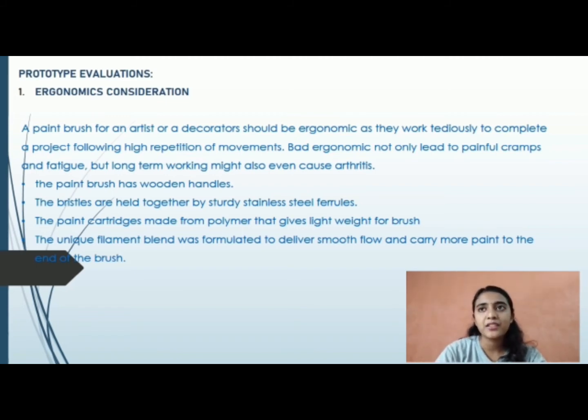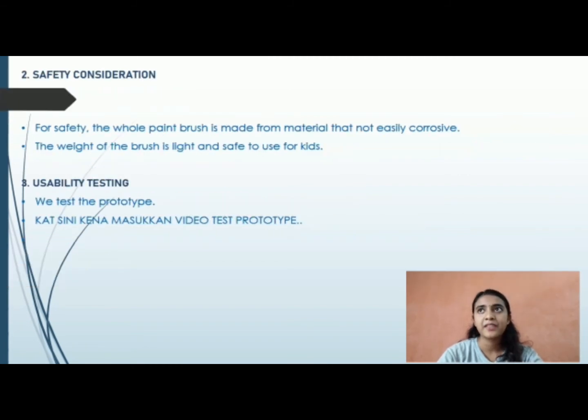The paintbrush has wooden handles. The bristles are held together with sturdy stainless steel ferrules. The paint cartridge is made from polymer that gives a lightweight feel to the brush. The unique filament blend was formulated to deliver smooth flow and carry more paint to the end of the brush. For the safety consideration, the whole paintbrush is made from materials that are not easily corrosive. The weight of the brush is light and safe to use for kids. For the usability testing, we tested the prototype.